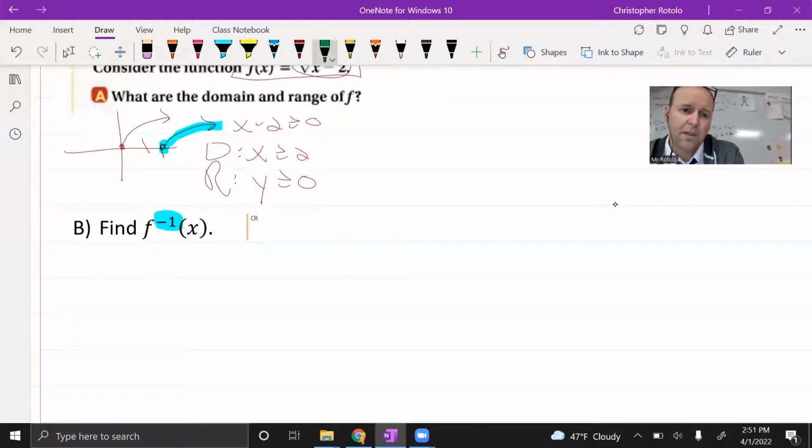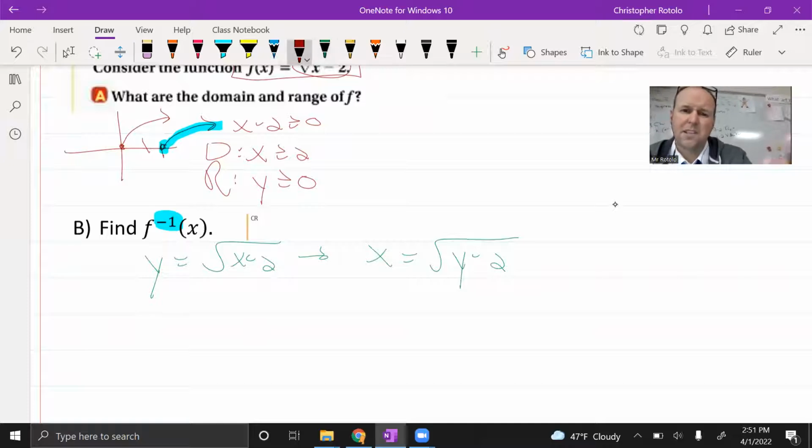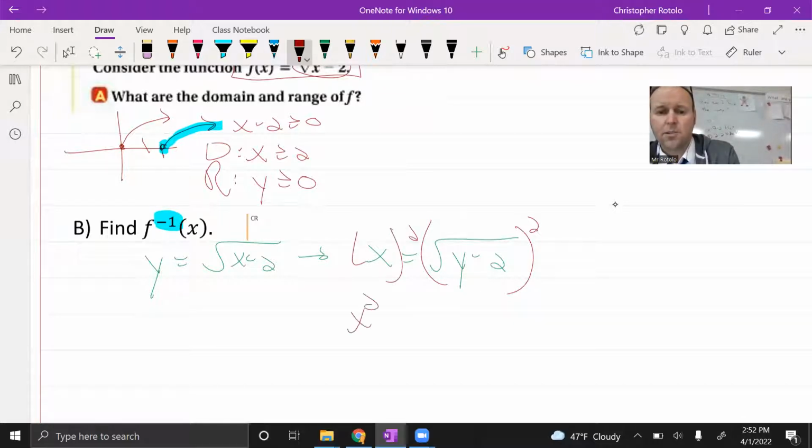Remember, f of x is the same thing as y. So I had y equals the square root of x minus 2. First thing, change it out: x equals the square root of y minus 2. Everything's locked up by that square root. To get rid of the square root, I'm going to square both sides. So now I have x squared equals y minus 2. We're going to add 2.